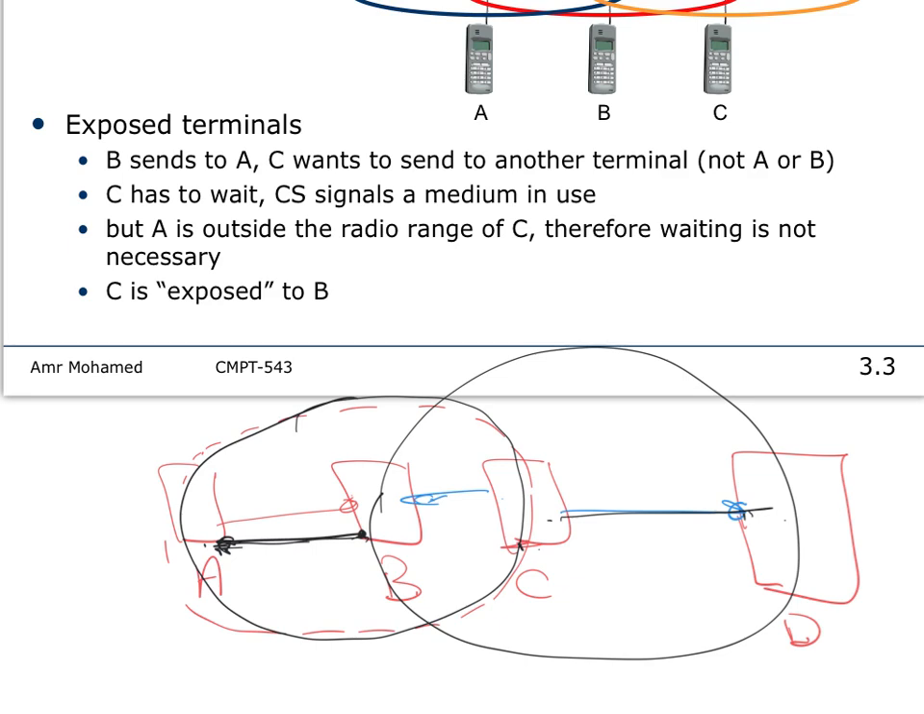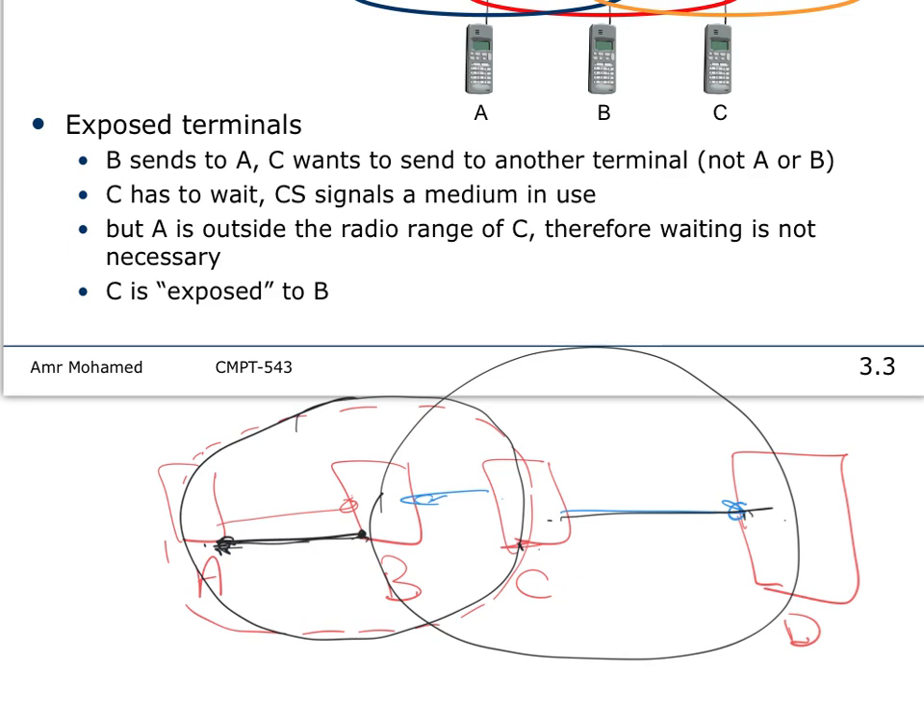In the hidden terminal problem, carrier sensing will not avoid having the collision. So it's the first one where the collision happens, but the second one we're not talking about collision. Here we're talking about the fact that C should be able to send to D, but it will not. It will abstain from the transmission because of the carrier sensing.